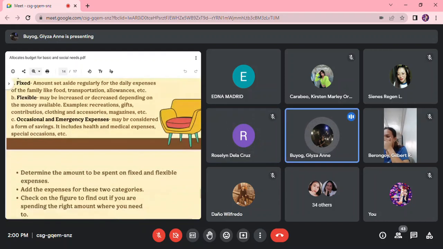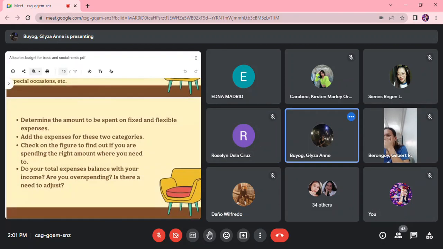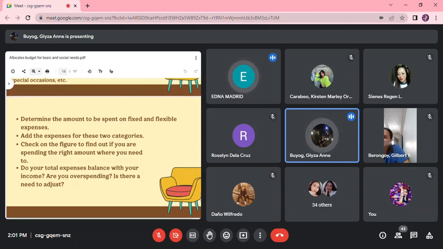So next is determine the amount to be spent on fixed and flexible expenses. Add the expenses for these two categories. Check on the figure to find out if you are spending the right amount where you need to. And do your total expenses balance with your income? If you are overspending, or is there a need to adjust?